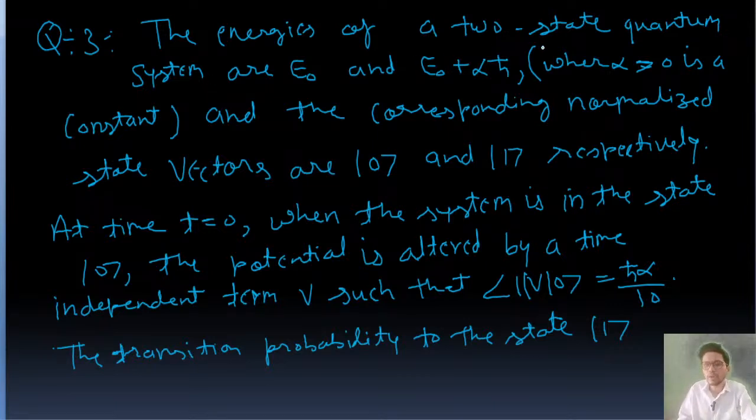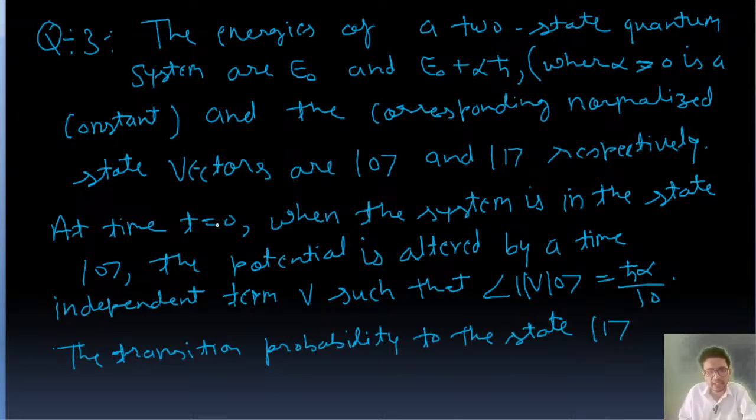The energies of two state quantum systems. So we have a two state quantum system whose energies are E and E plus alpha h cut, where alpha is greater than 0 and is a constant, and the corresponding normalized state vectors for those energies are |0> and |1> respectively.